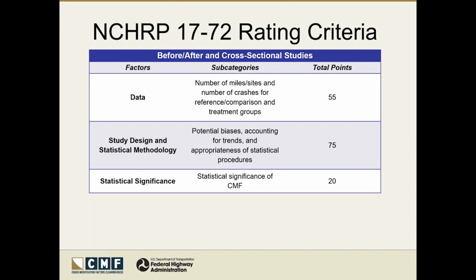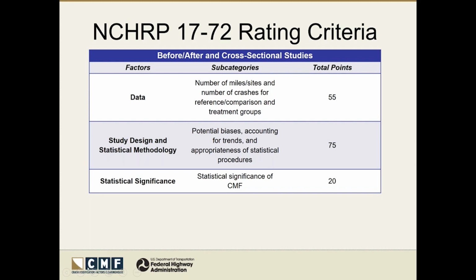The second factor that's examined is study method, or study design, and statistical methodology, which are being evaluated for their abilities to account for potential biases, trends, and the appropriateness of the statistical procedures. And you can see the weight for this, or the total points that you can obtain for these factors, are 75. And then statistical significance.